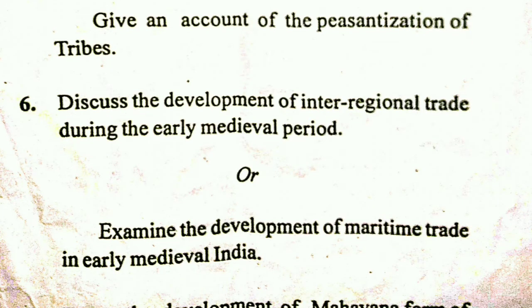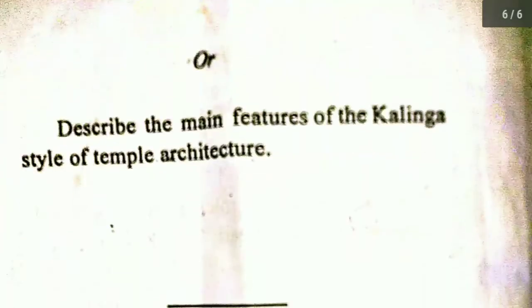Question 6. Discuss the development of inter-regional trade during the early medieval period, or examine the development of maritime trade in early medieval India. Question 7. Trace the development of the Mahayana form of Buddhism during the early medieval period, or describe the main features of the Kalinga style of temple architecture.